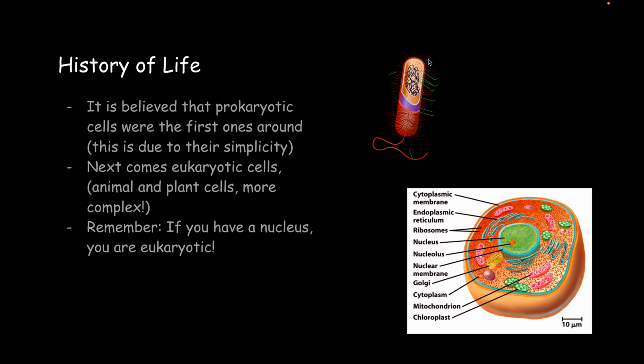So up at the top, you're going to see a prokaryotic cell, and here at the bottom we have specifically an animal cell, but that's going to be your eukaryotic cells, and these are what came next. These are your animal and plant cells. There's other, more specific ones, but we'll get into that later. Remember, if you have a nucleus, you are eukaryotic.